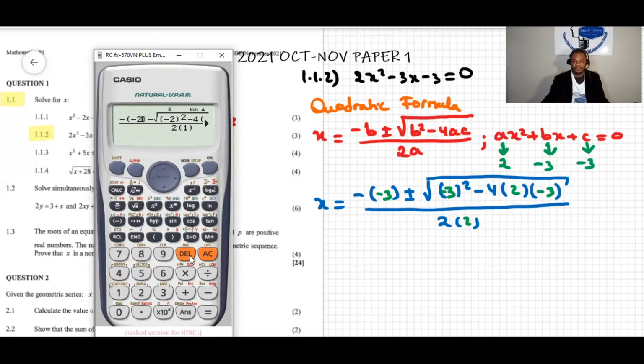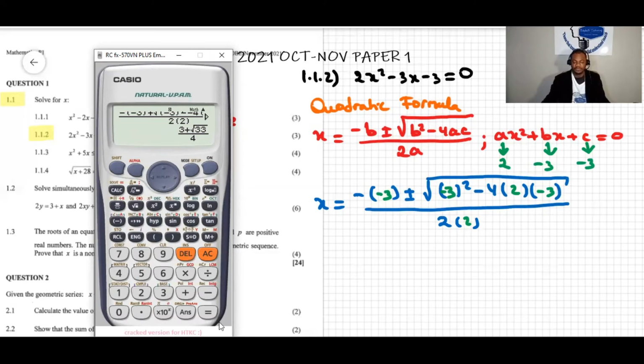So b is negative 3, so I'm going to write negative 3 there. Let's work out the plus, the positive, first. Plus will be equal to negative 3 squared, b squared, minus 4a, a is 2, and then c is negative 3, all over 2a, a is 2. All right. Now if you press equal, we have our answer. We have the answer in surd form.